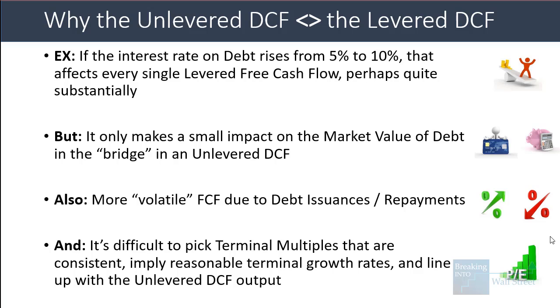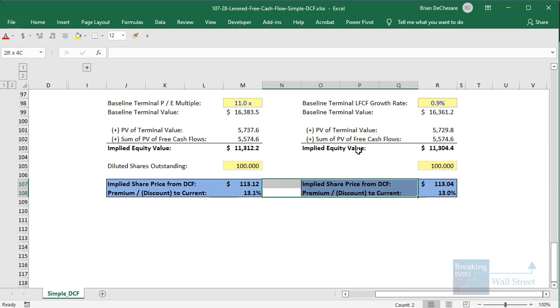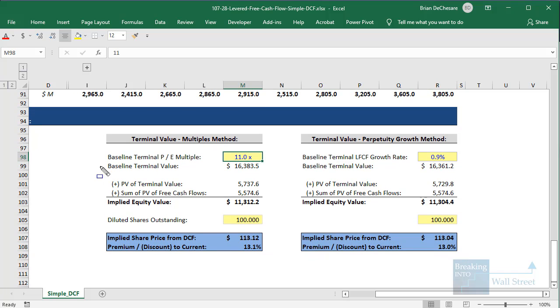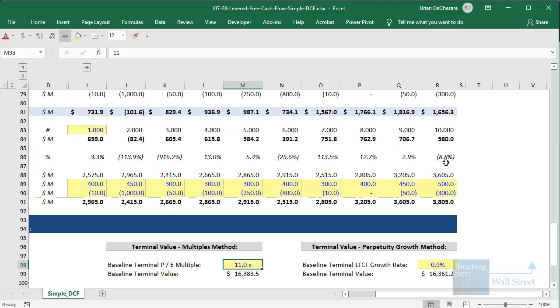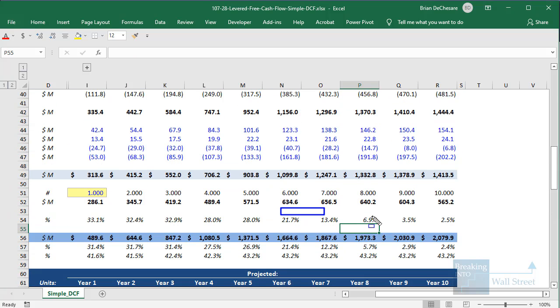And then the final issue is that it's very difficult to pick terminal multiples that are consistent, that imply reasonable terminal growth rates, and that also line up with the unlevered DCF output. So if you go down and take a look at this, you can see what I mean. We've picked a terminal PE multiple of 11x, which matches roughly a 0.9% terminal free cash flow growth rate here. And looking at the numbers, we'd say this is reasonable, even though this keeps jumping around a good amount. By the end, it's probably in the low single-digit percentage growth rate range. With the unlevered DCF, it's a lot easier to pick numbers here because the cash flow growth rate declines more consistently.